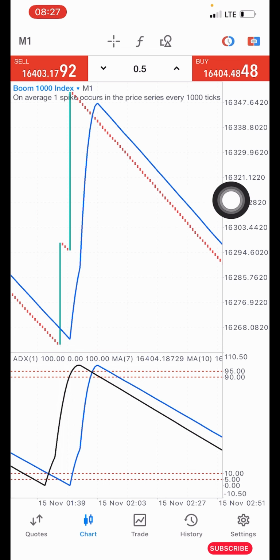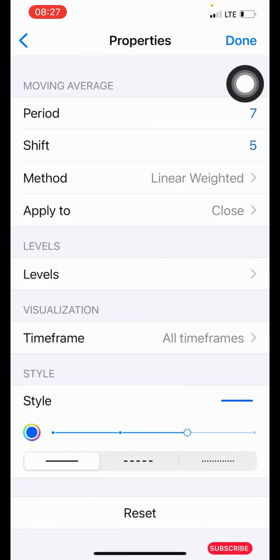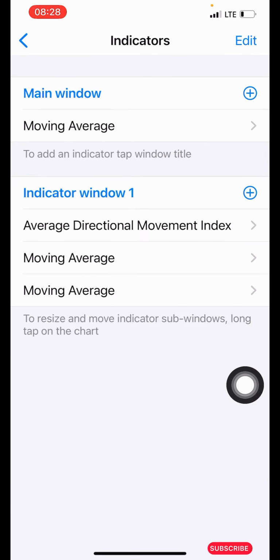So let's get back to this one here. For you to set this up, you click on this F icon here. As you can see, the first indicator we have here is the moving average. You click on the main window plus icon, you search for your moving average. These are the properties for the moving average. The period is 7, shift is 5, method is linear weighted, applied to is close, the level you leave it as it is, time frame is all time frame. On the style, you make the color blue, 3 pixel, then you click on done. That's it for the blue moving average on the main chart.